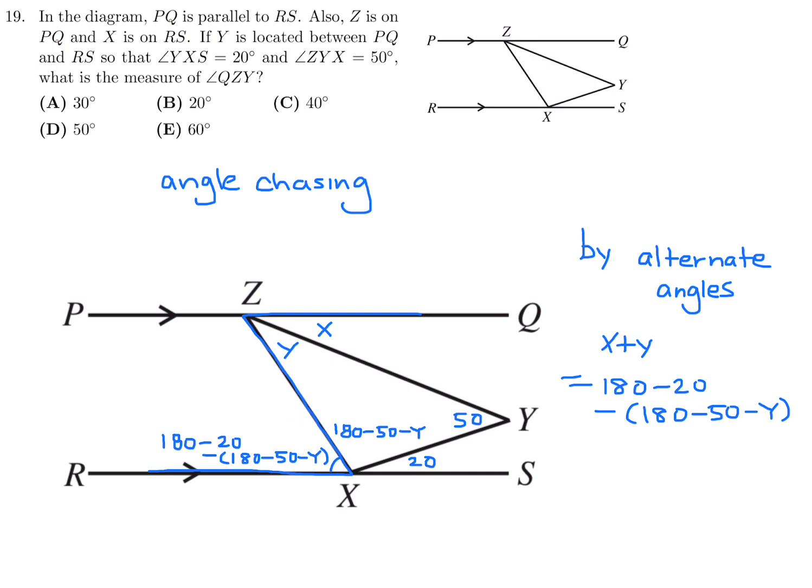Okay, so let's solve this. x plus y is 160 minus 180 minus 180 minus 50 is 130, so minus 130, and then minus y is plus y. Okay, so the y's cancel, and that becomes 160 minus 130, which is just 30. So x is 30 right here, and I believe QZY is this guy. Yeah, x. That's what they wanted me to figure out. So I figured that out, and it's 30. So number 19, the answer is A.